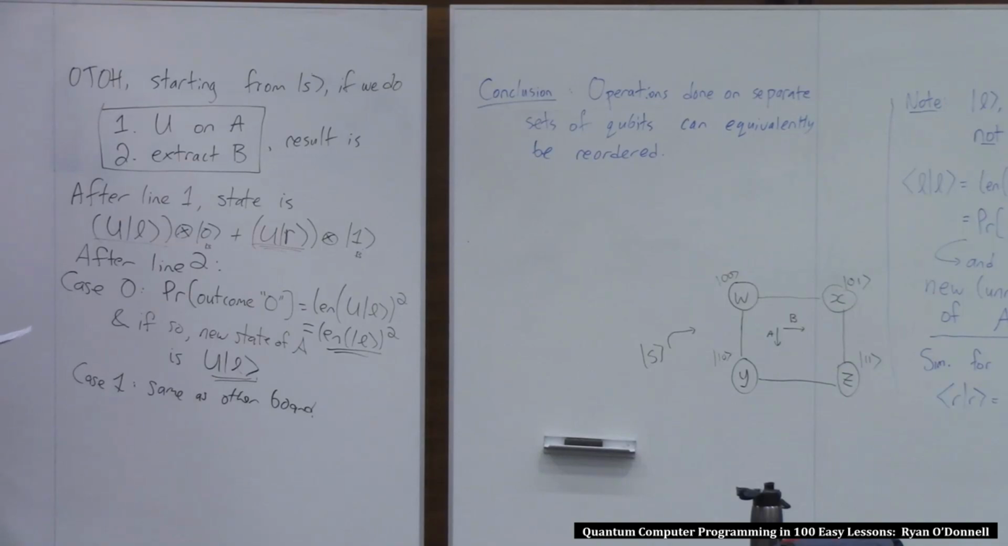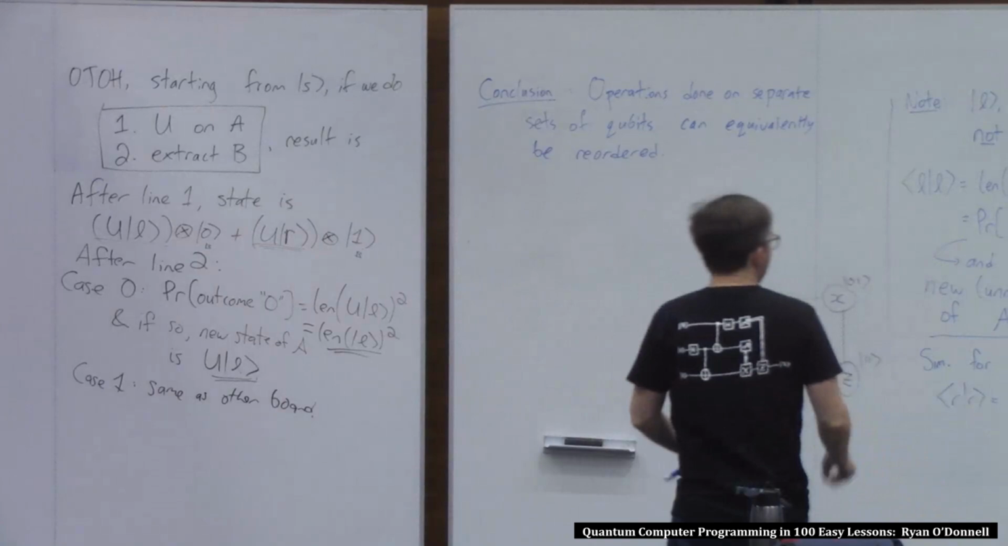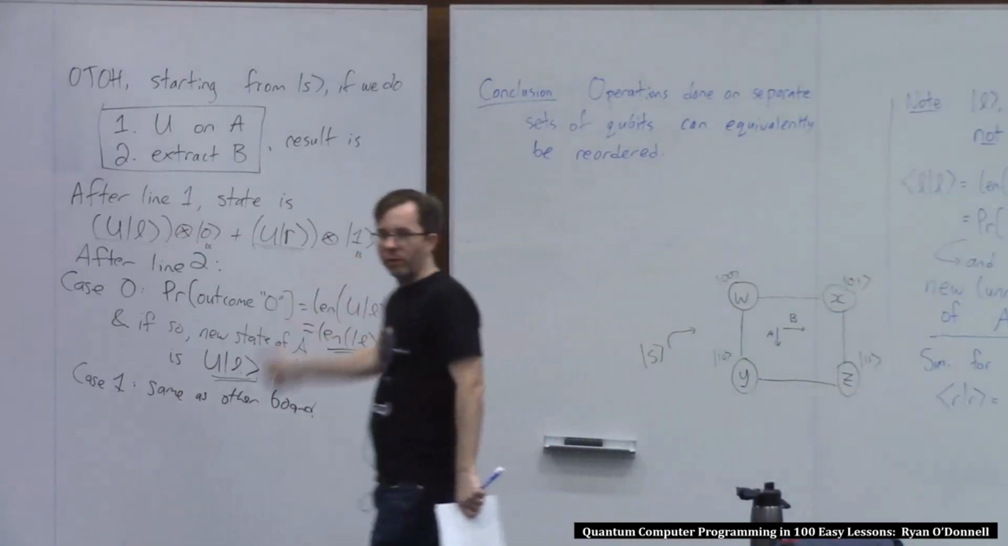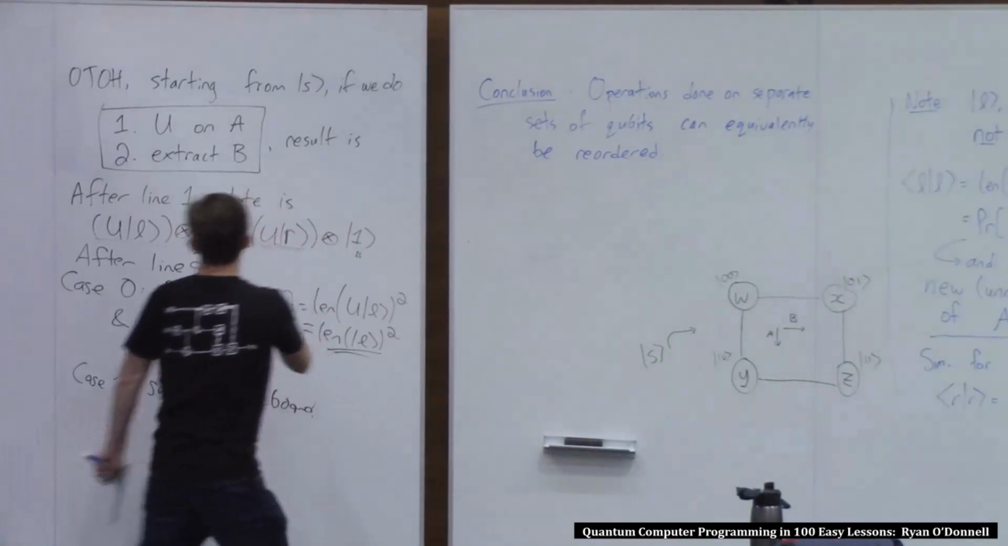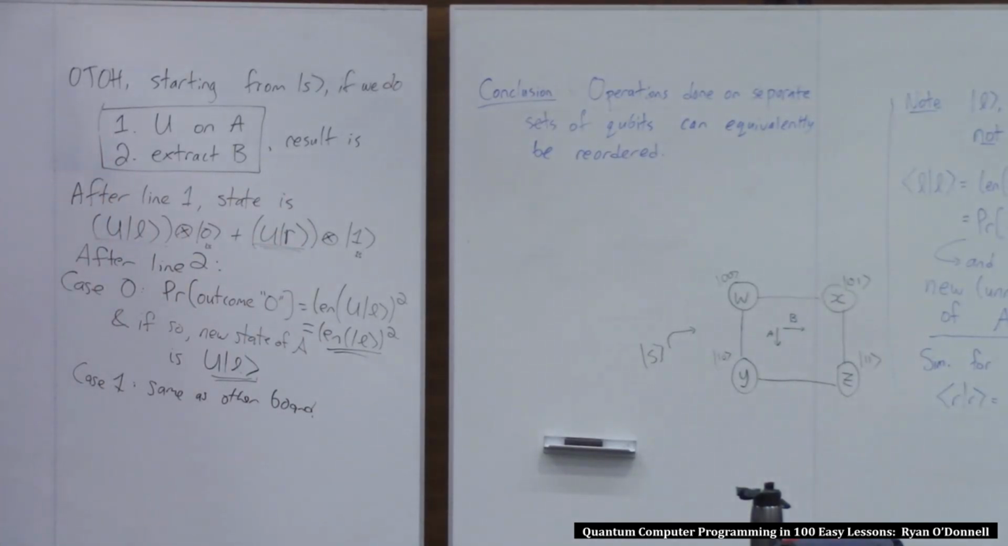So this is very useful mathematically. It means you can do either this computation or this computation, whichever you prefer. When you look at this code and say, oh, these are acting on separate sets of qubits, so I can pick my favorite order.